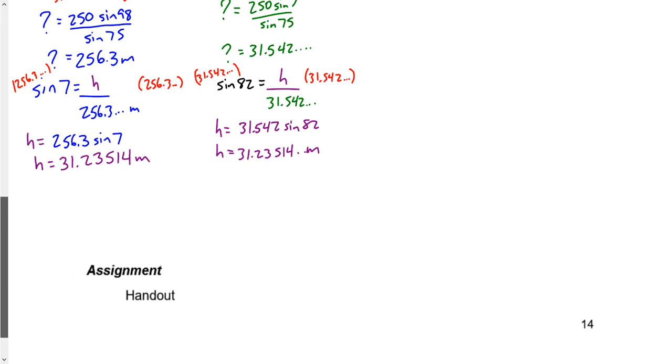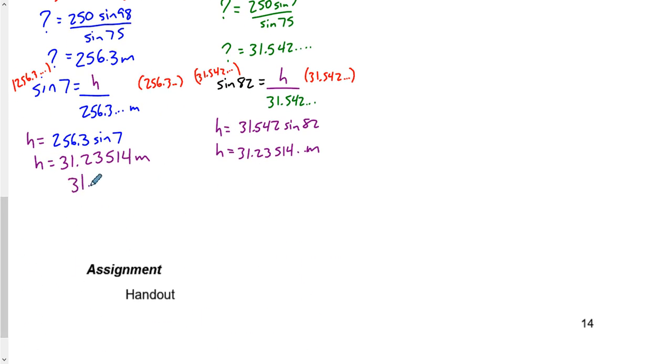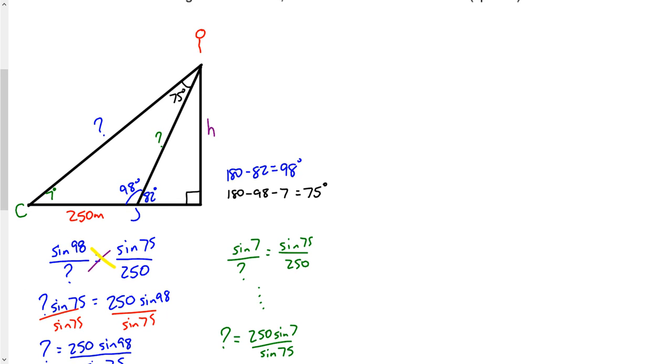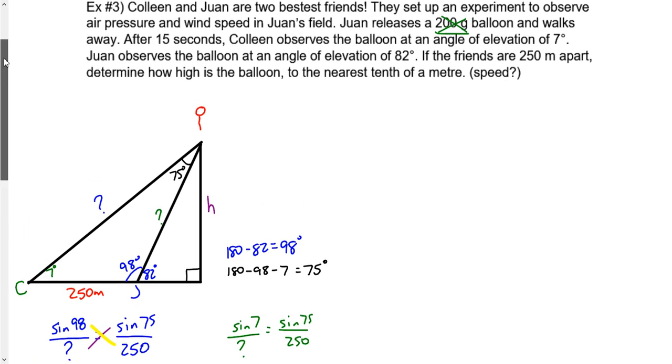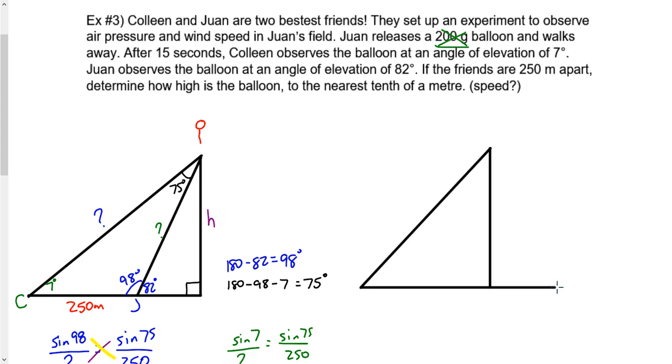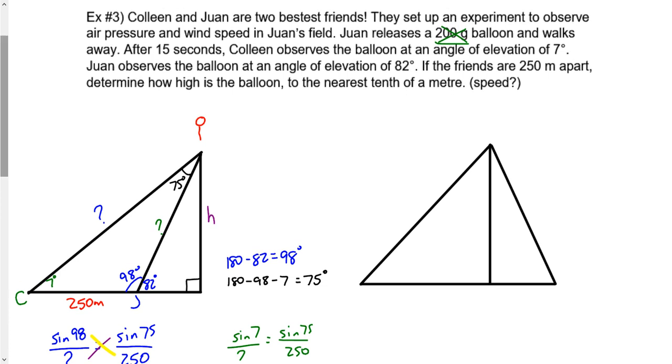So the question is asking to the nearest tenth. So 31.2 meters. But are we finished? No. Because it doesn't say that Juan is walking towards Colleen. He could have been walking away, which means we have another triangle to create. This one, I know for sure, is not going to be drawn to scale. But it still sets us up for a lot of our information.